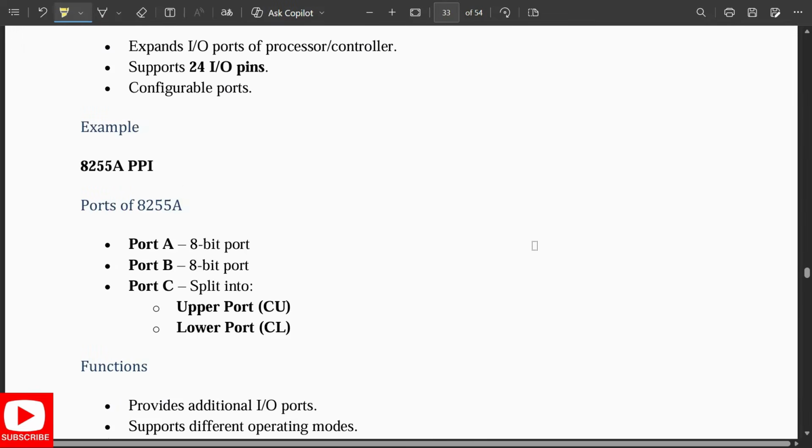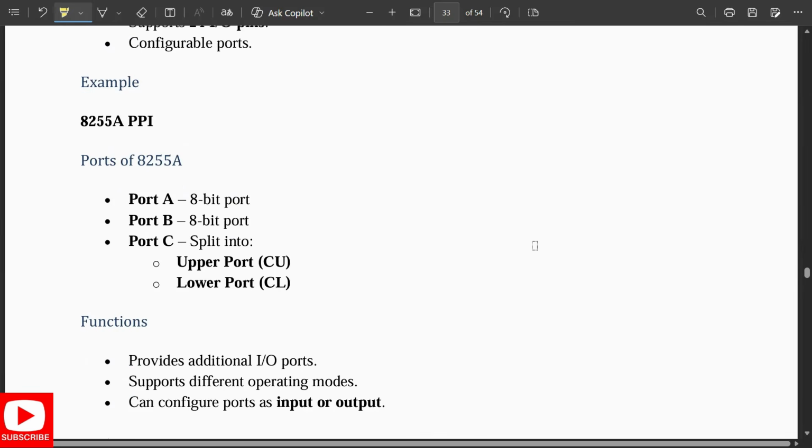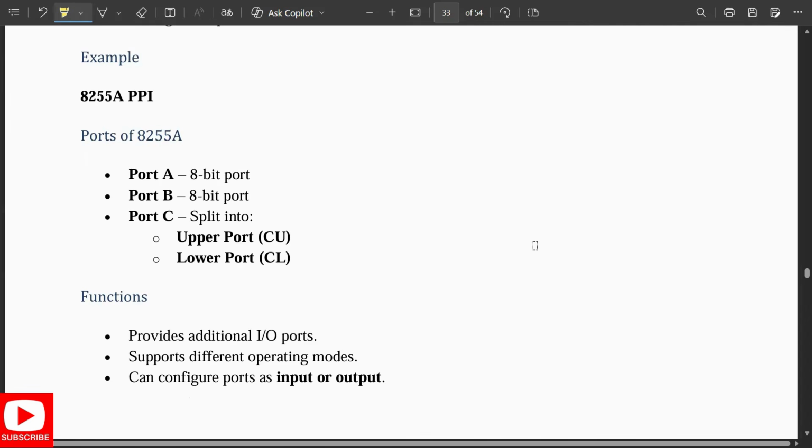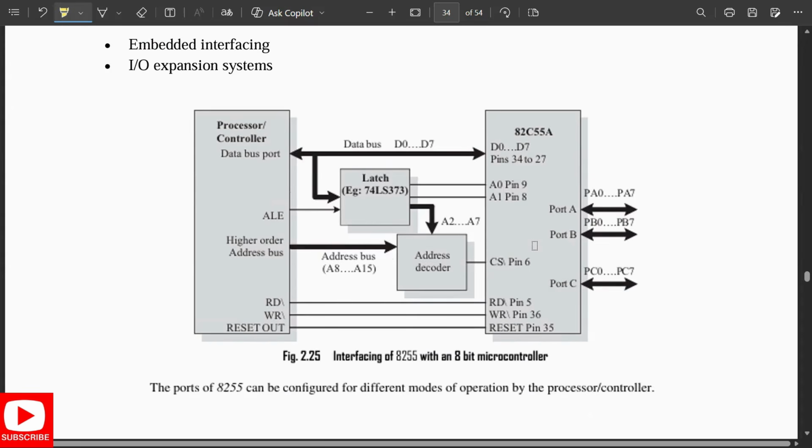Ports are given here. Port A means an 8-bit port, port B means an 8-bit port, and port C splits into two: one is the upper port and another is the lower port. So this is how the interfacing of an 8255 with the 8-bit microcontroller looks.